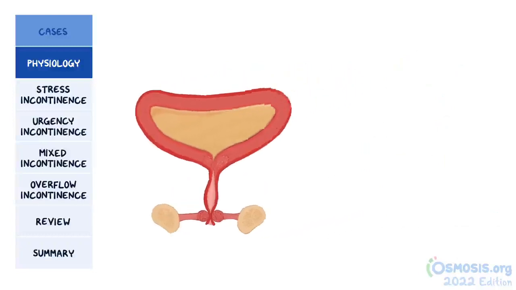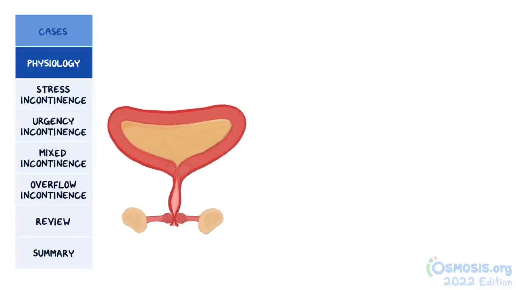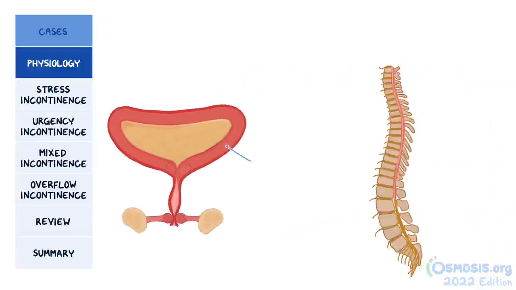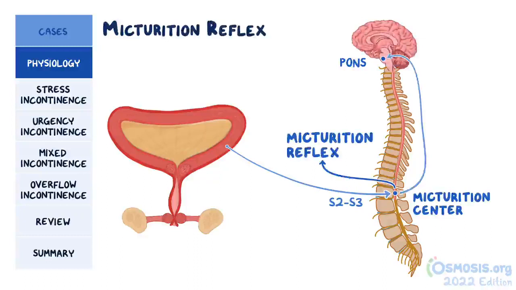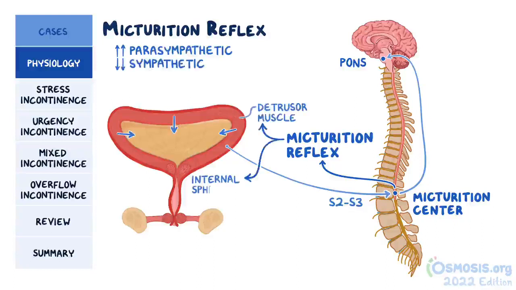Now, when specialized nerves in the bladder wall sense that the bladder is about half full, they send impulses to the spinal cord at levels S2 and S3, also known as the micturition center, and to the pons of the brain. The spinal cord response is part of the micturition reflex, and it causes an increase in parasympathetic stimulation and a decrease in sympathetic stimulation, which makes the detrusor muscle contract and the internal sphincter relax. It also decreases motor nerve stimulation to the external sphincter, allowing it to relax as well.